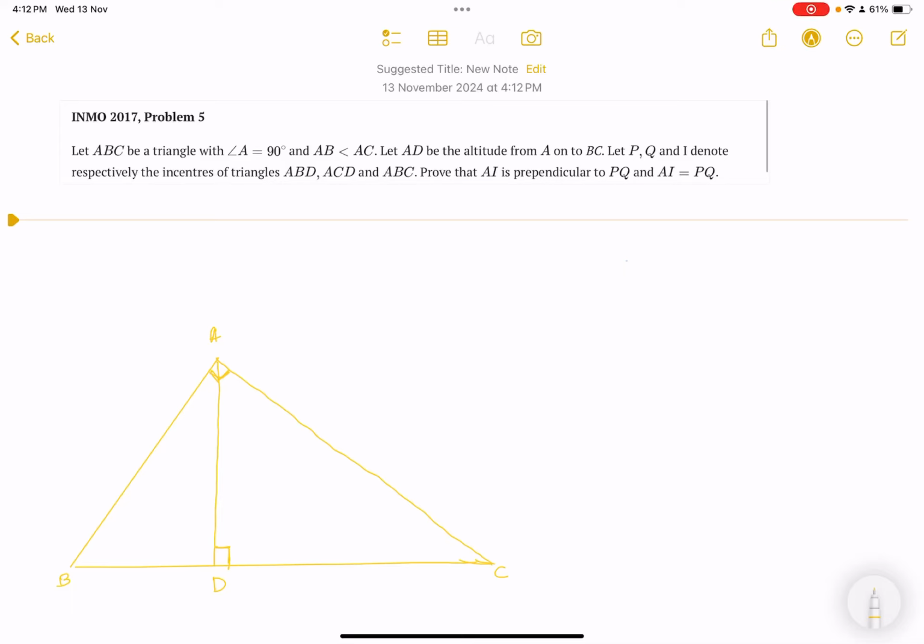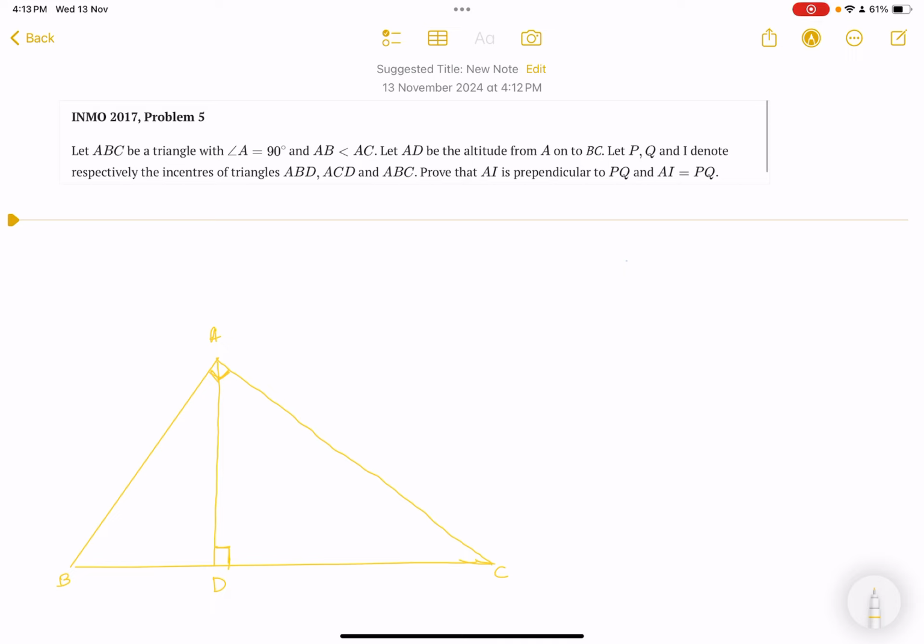So this is a problem that appeared in the Indian National Mathematics Olympiad 2017. It was the fifth problem on the test and the question is from geometry. So let us go through the question first and try to understand what is given in the question. Let's make the diagram also.